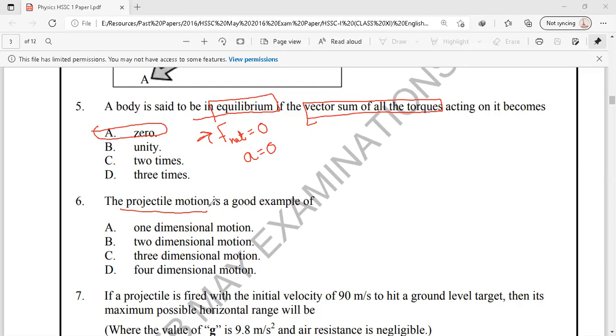So in short, in a projectile motion, we have a free fall vertical motion. Simultaneously, we have a constant horizontal motion with zero acceleration. So the correct option for this question is option B, in which the projectile is a two-dimensional motion.